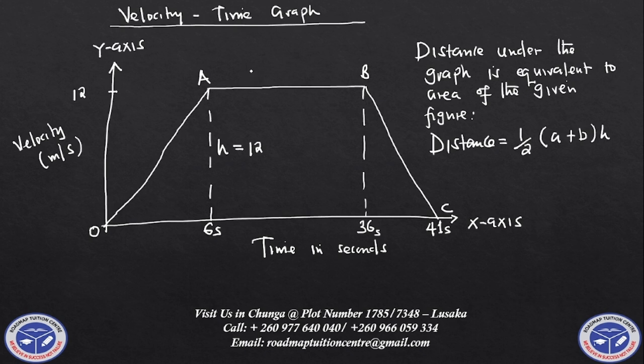Then from A to B, it will represent the width, which is the value of A there. How is it found? Remember, B is at 36 and A is at 6, so 36 minus 6 is going to give us 30 as the value of A. Then the value of B is from O to C, so that is 41. After you have identified all these values, you now have to substitute into the formula.